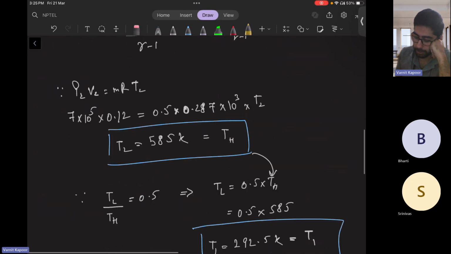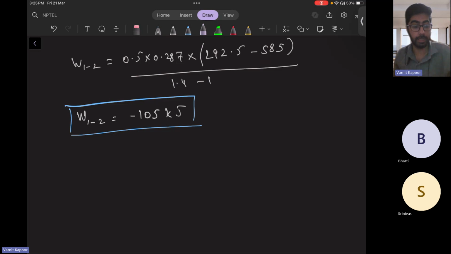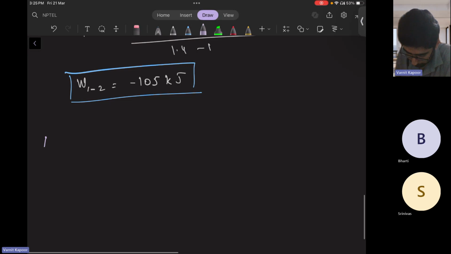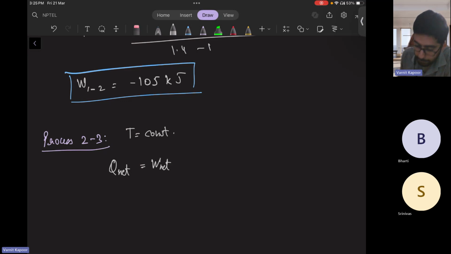Now from 2 to 3, again come to process number 2 to 3. So you got work transfer, heat transfer, T lower, T higher. What is process 2 to 3? Process 2 to 3 is isothermal expansion. Whenever there is an isothermal expansion, that is T is constant. That means net work is net heat. We have discussed this in detail because it's a rectangular hyperbola, the graph of PV. So Q net is nothing but equal to work net. But what is work net? That we need to find out.